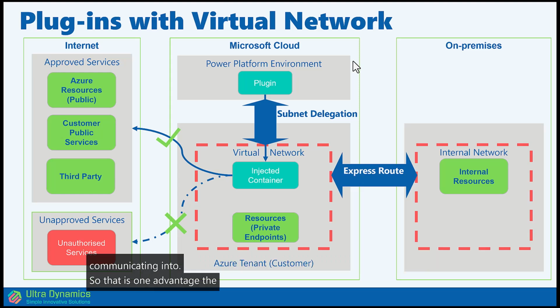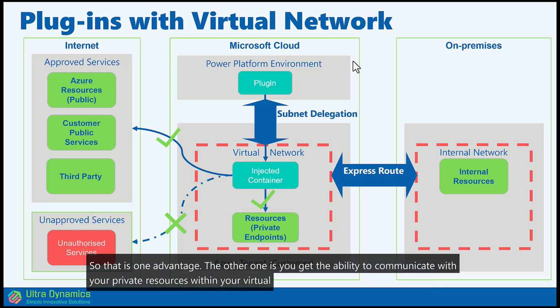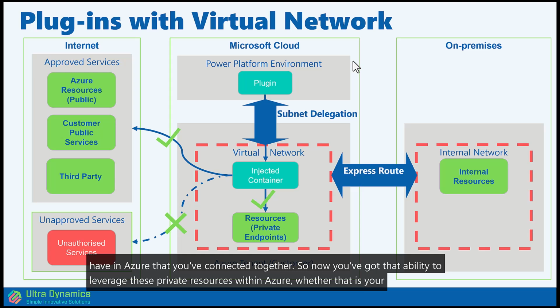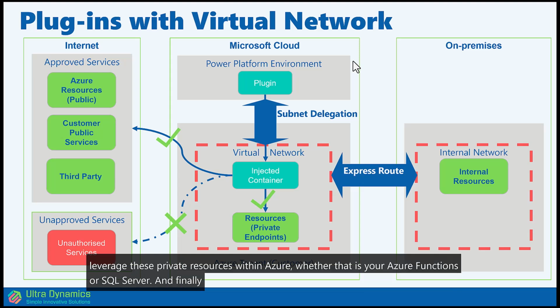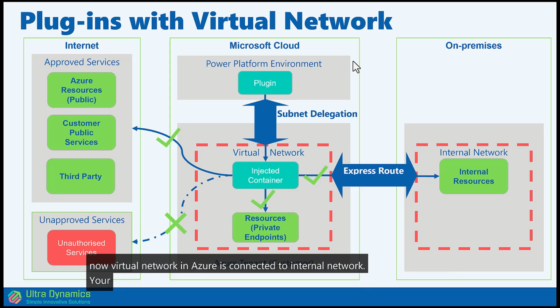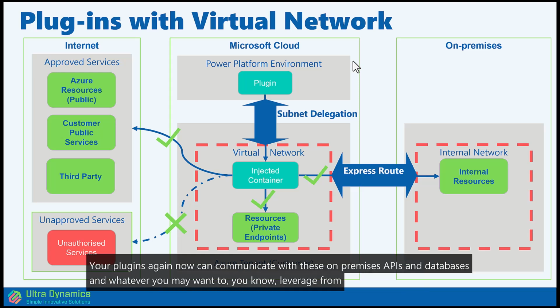The other one is you get the ability to communicate with your private resources within your virtual network or other virtual networks that you have in Azure that you've connected together. So now you've got that ability to leverage these private resources within Azure, whether that is your Azure Functions or SQL Server. And finally, if you've got ExpressRoute connectivity, because your virtual network in Azure is connected to your internal network, your plugins again can communicate with these on-premises APIs and databases and whatever you may want to leverage from your backend systems.